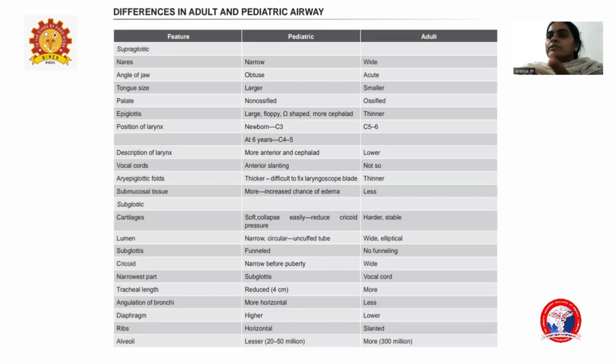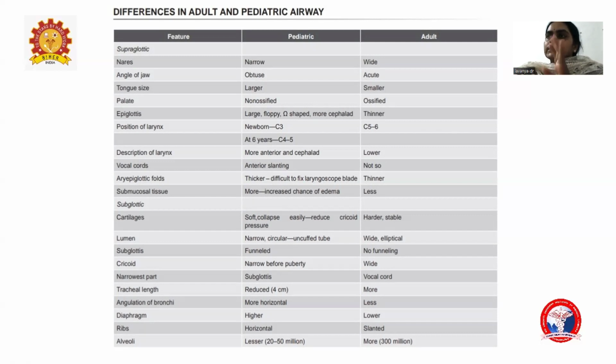These are some of the differences between pediatric and adult airway. The nares are wide in adults and narrow in pediatrics. The angle of jaw is acute in adults and obtuse in pediatrics. The tongue size is smaller in adults, larger in pediatrics. Palate is ossified in adults, non-ossified in pediatrics. And the epiglottis is large, floppy, and more cephalad placed in pediatrics, whereas it is thinner in adults.